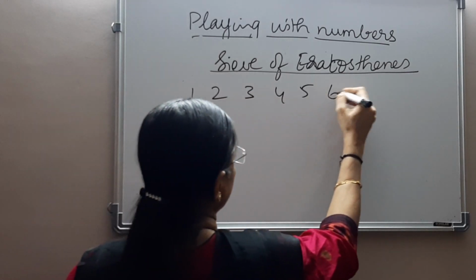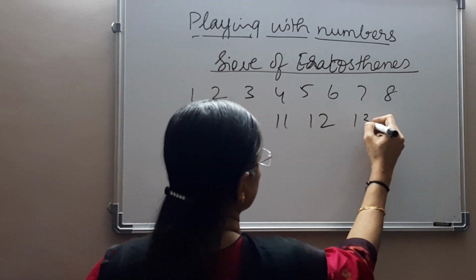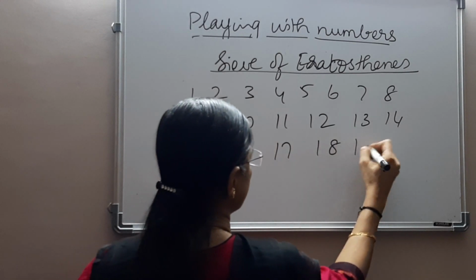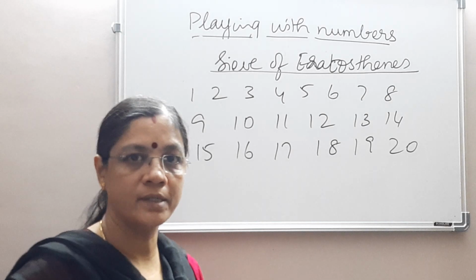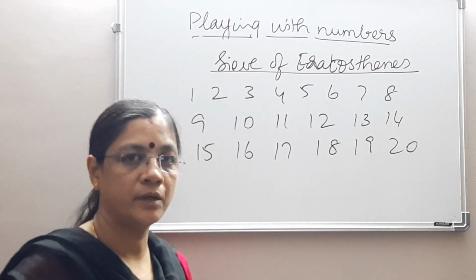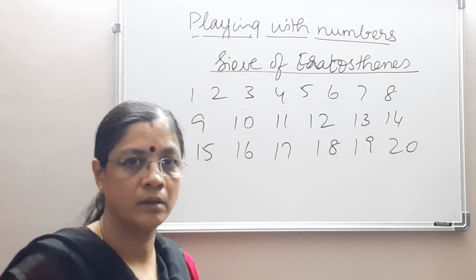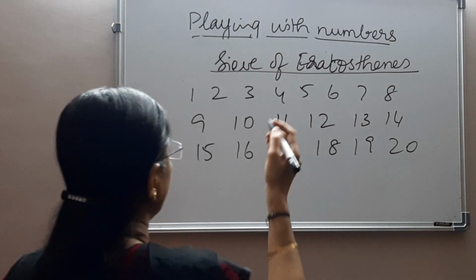He has proposed a method: 1, 2, 3, 4, 5, if I write numbers like this, I keep on writing. To find out which are prime numbers and which are composite numbers, he found a method called the sieve of Eratosthenes. What do you mean by sieve? It filters out, isn't it? The bigger particles in the sieve are left out like that.